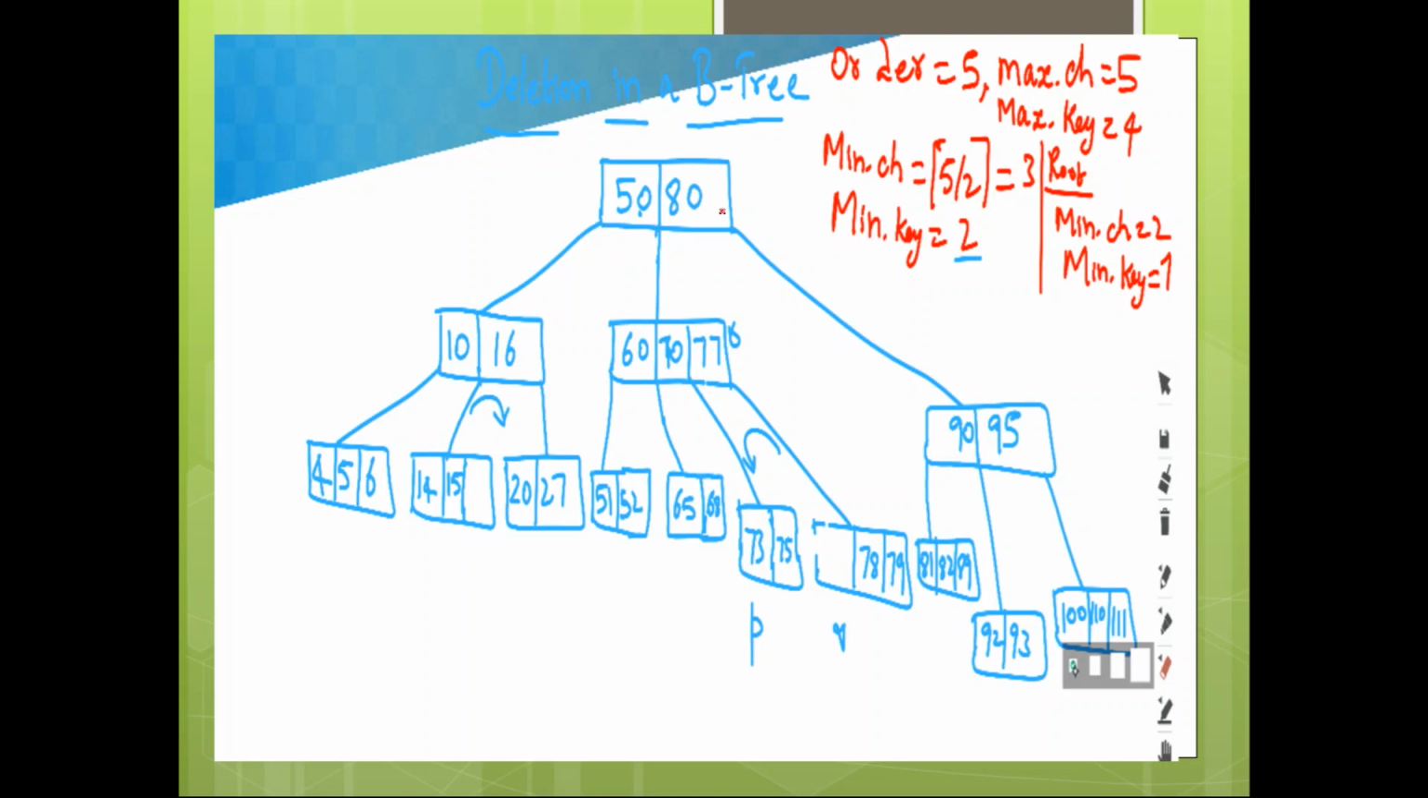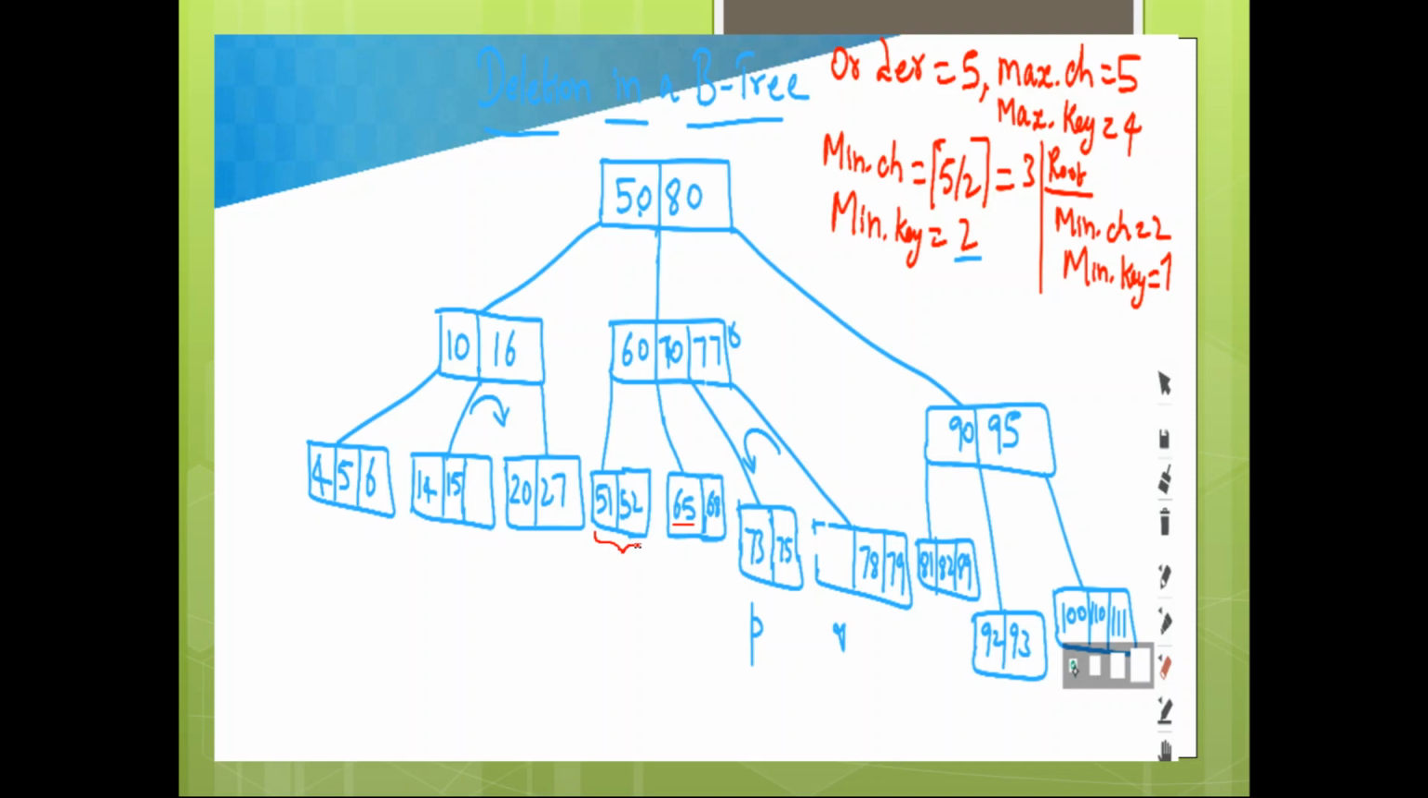65 is greater than 50 and less than 80, so take this path. It is greater than 60 and less than 70, so take this path. Here is 65. Now if you delete 65, it cannot borrow either from its left sibling or from its right sibling, because both of them have the minimum number of keys.